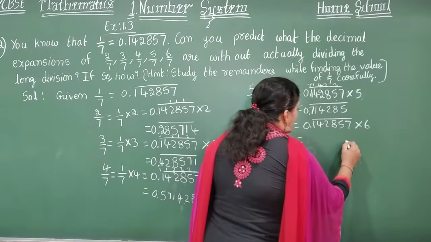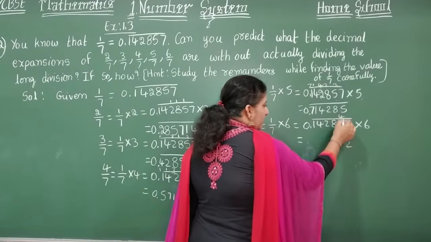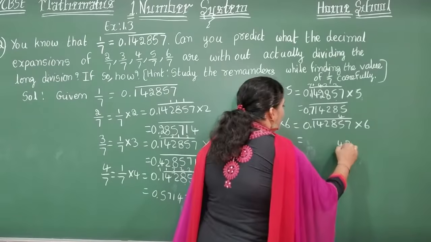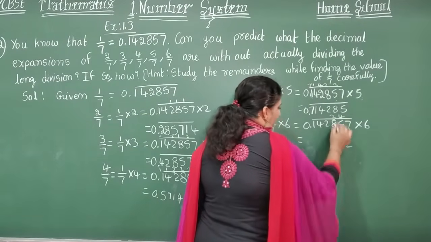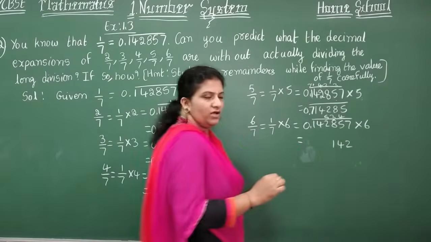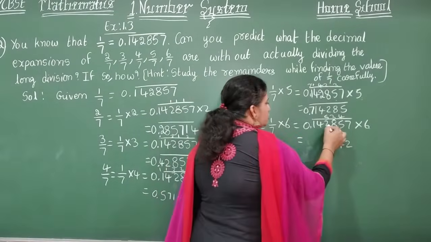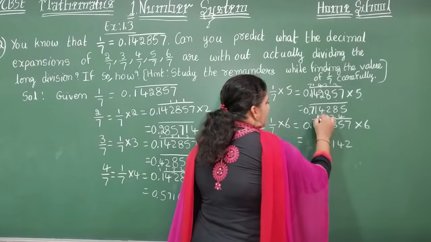6 7s are 42. 6 5s are 30. 30 plus 4 will be 34. 6 8s are 48. 48 plus 3 will be 51. Okay. So now 6 2s are 12. 12 plus 5 will be 17.